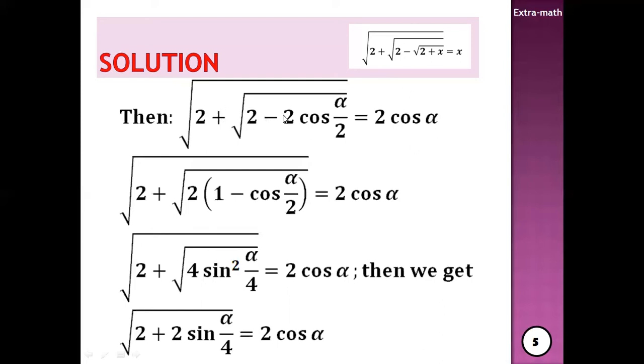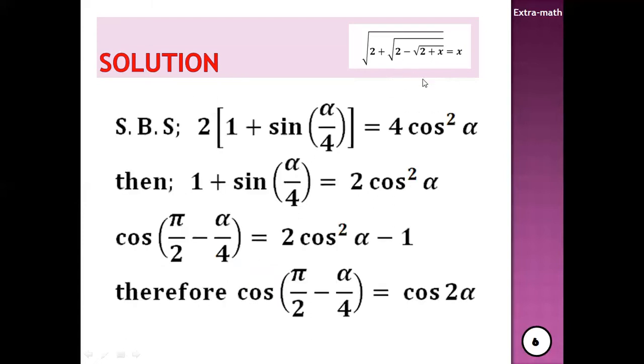Here we have 2 minus 2 cosine alpha over 2. Similarly, we take 2 as a common factor to get 1 minus cosine alpha over 2. But using also the trigonometric identities, we know that 1 minus cosine alpha over 2 is 2 sine square alpha over 4. With 2 here, we get 4 sine square alpha over 4. We take them from the radical sign also to get 2 sine alpha over 4. We get the following form of the equation.